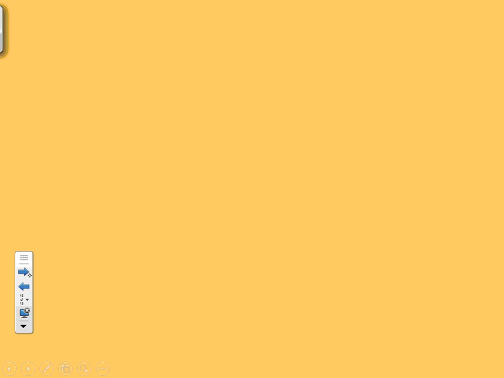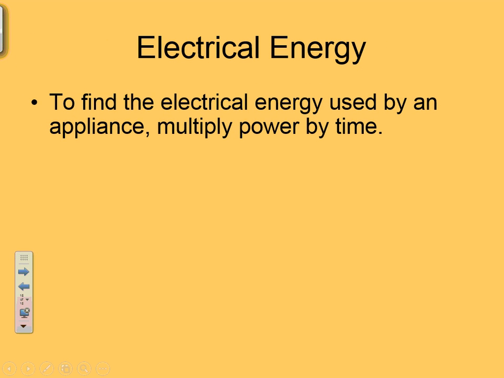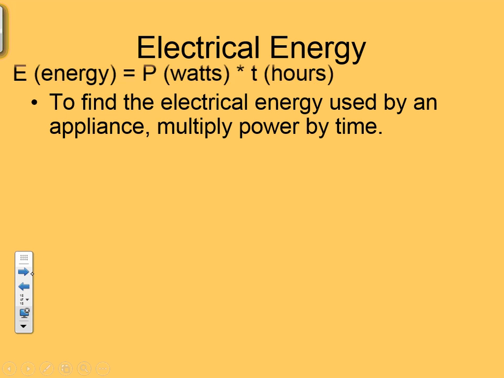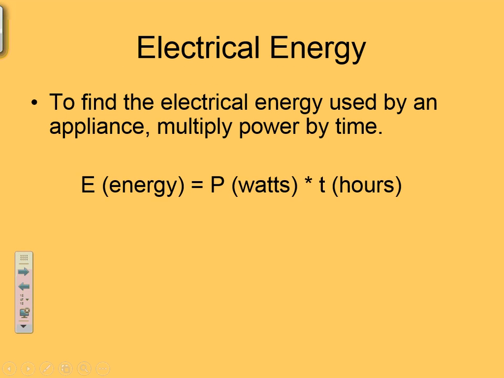Next up, we can also take power and we can figure out electrical energy. And that's the amount of energy used by an appliance over a particular amount of time. So when we throw time into this equation, energy is equal to power times time, and it's in hours. And why do we use hours? Because typically that's how we get charged for electricity. We get charged for electricity on a kilowatt hour.